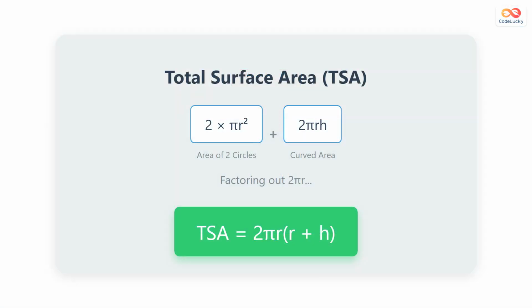Calculating the total surface area involves adding the areas of all the parts. You take the area of the two circular bases, which is 2 pi r squared, and add it to the curved surface area, which is 2 pi rh. This simplifies to the formula shown here.